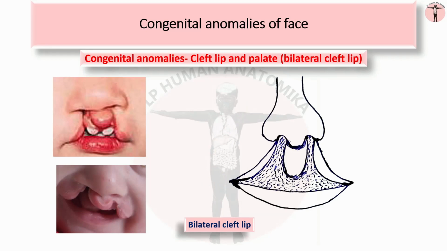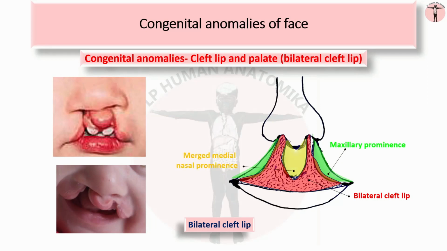Bilateral cleft lip. In bilateral cleft lip, the mesenchymal masses in both right and left maxillary prominences and the merged medial nasal prominences fail to fuse. When there is a complete bilateral cleft lip and the alveolar part of the maxilla, the intermaxillary segment hangs free and projects anteriorly. In the cases of cleft lips, there is a discontinuity in the orbicularis oris muscle.